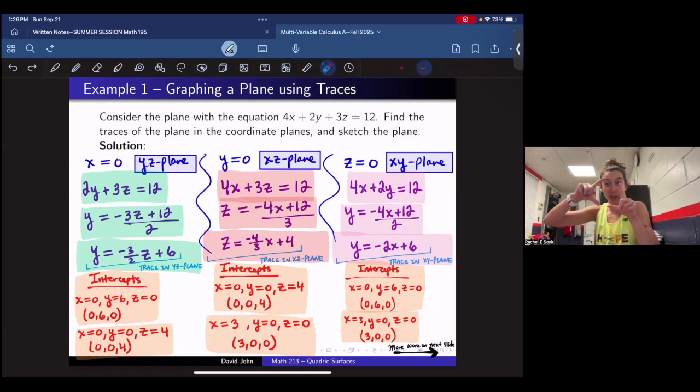So what's happening here, we have 3 intercepts, like a triangular region that creates a plane, and that represents that sort of intersection area. And so how do we sketch this out? We just have to plot 0, 6, 0, 0, 0, 4, and 3, 0, 0 on our X, Y, Z graph.